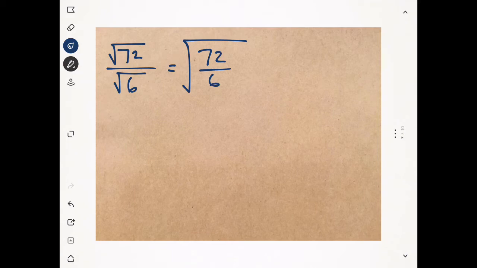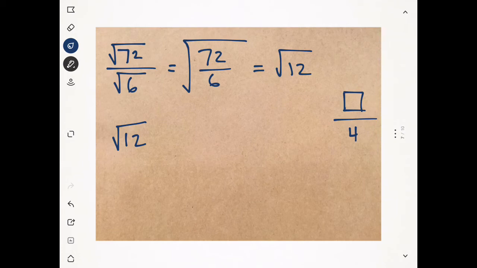And then division allows us to say, 72 divided by 6 is 12, so this whole thing becomes the square root of 12. And then we want to go through the process of simplifying the square root of 12. Now, square root of 12 might be a little bit easier for you to recognize, but if not, make your list of numbers that are at least up to half of 12. So we have 4 and 9 are the only 2 perfect squares that are up to half of 12, I should say.